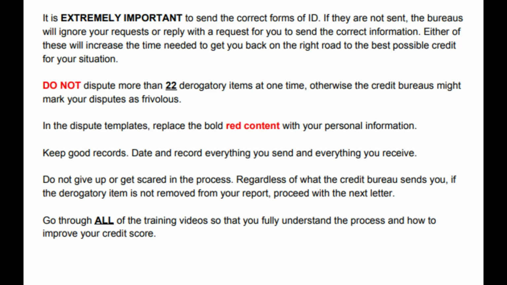And just make sure that you always send an invoice with this shit as well. That way it's worth your fucking time to go into court and hit them for whatever you feel is worth. So do not give up or get scared in the process. Regardless of what the credit bureau sends you, if the derogatory item is not removed from your report, proceed with the next letter. Go through all of the training videos so that you fully understand the process and how to improve your credit score.